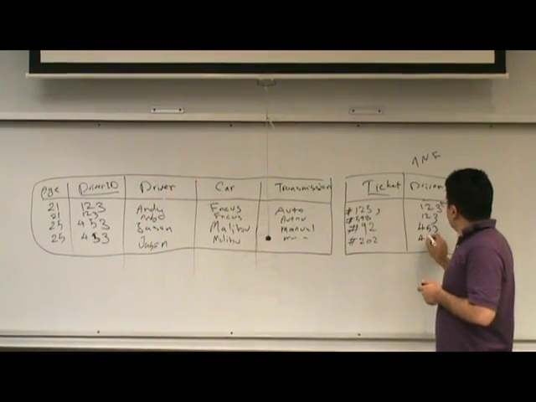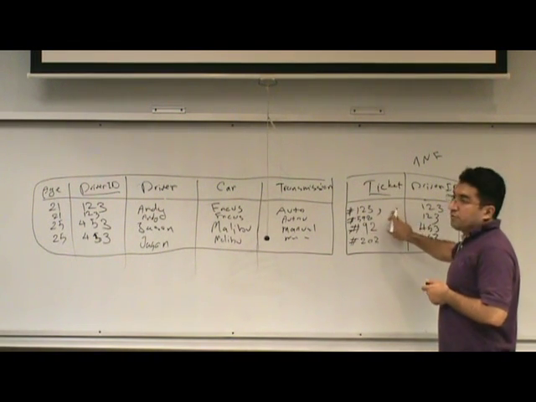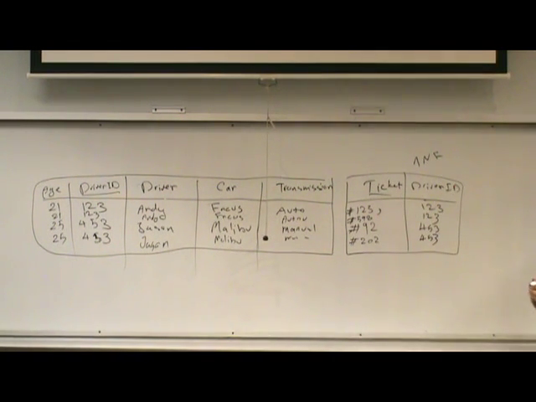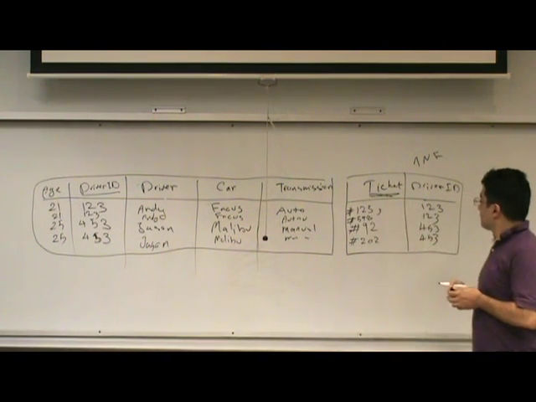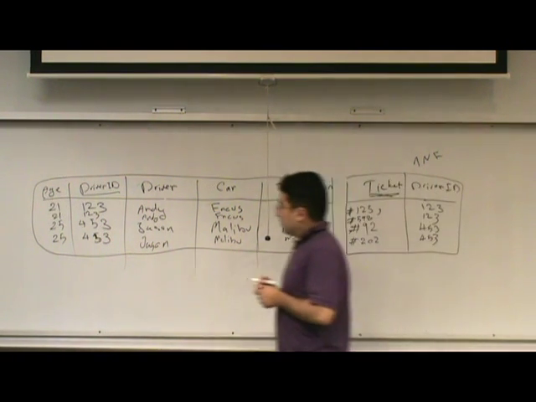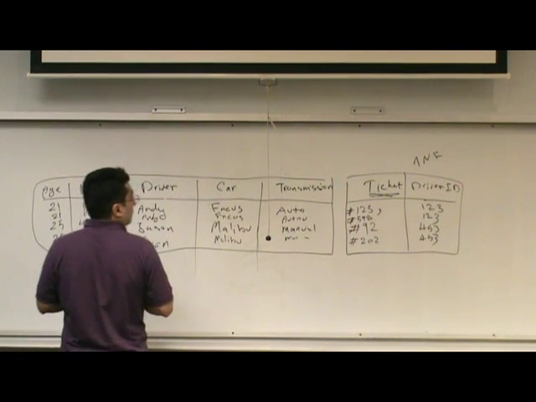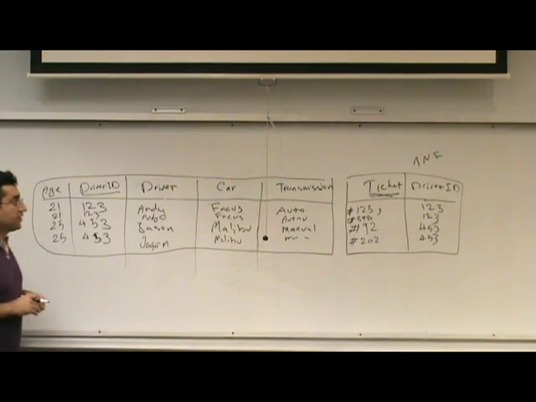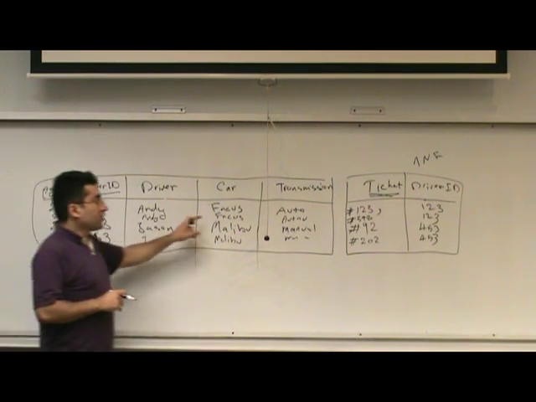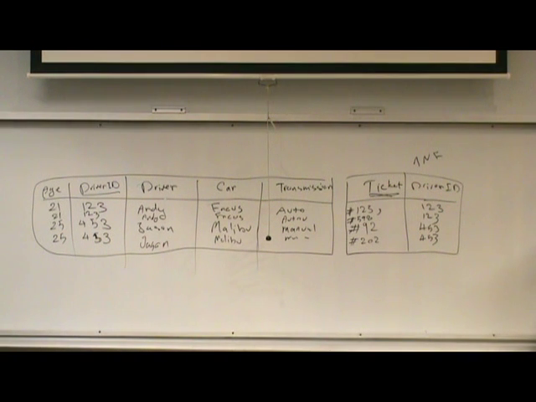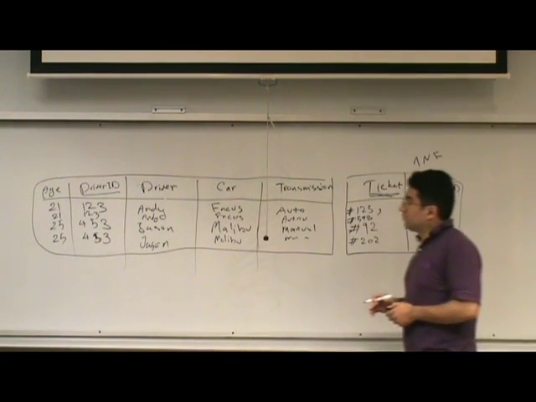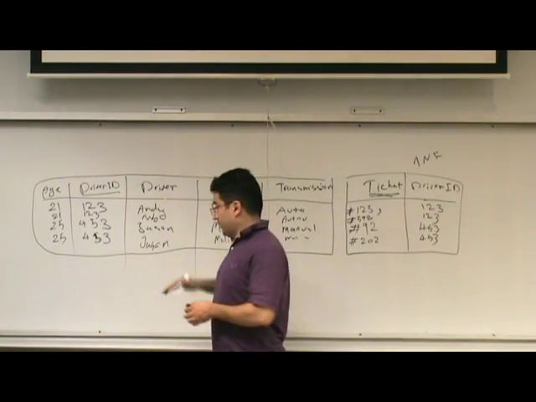What is the primary key of this table? Ticket ID. What is the primary key of this table? Driver ID. Suppose that each car just has one type of transmission, okay? Or two. Oh, okay, sorry.